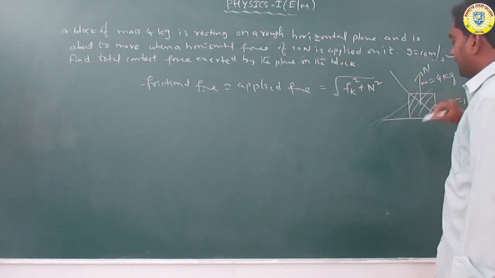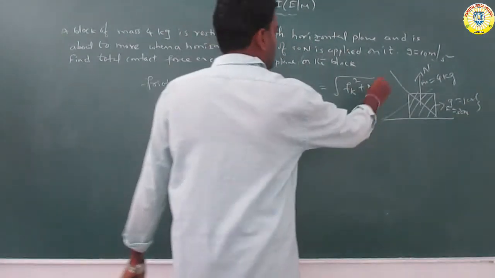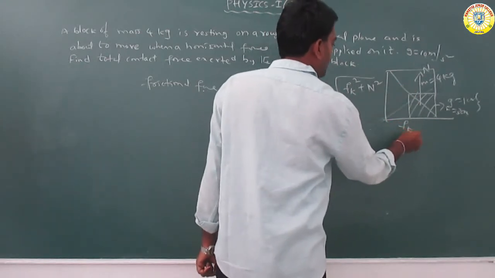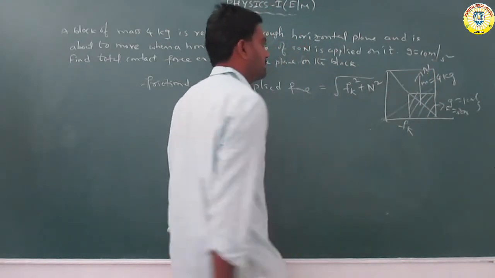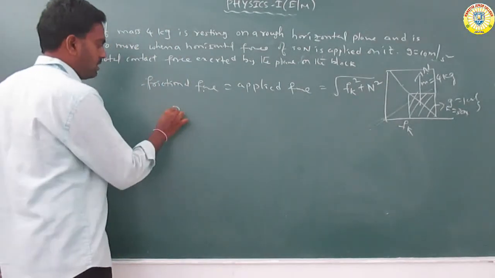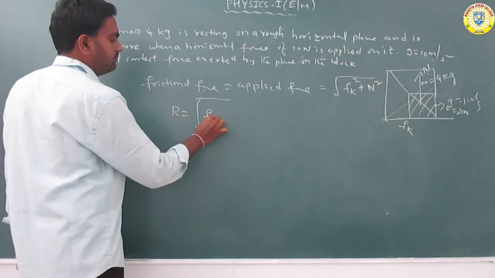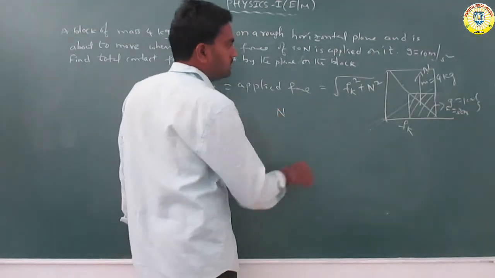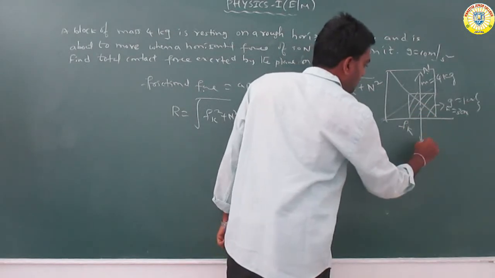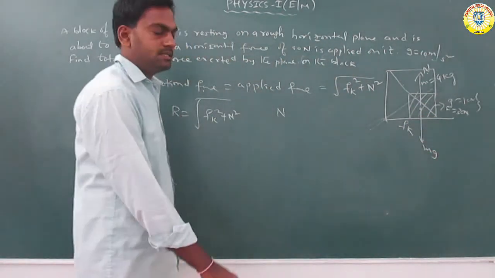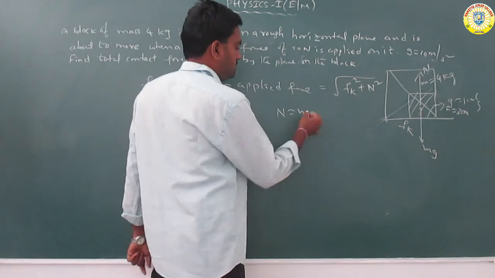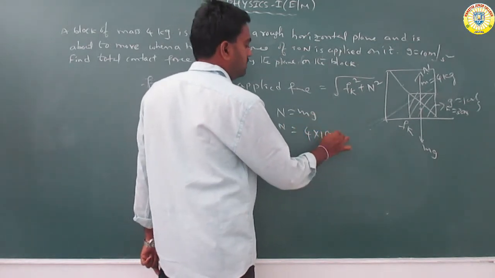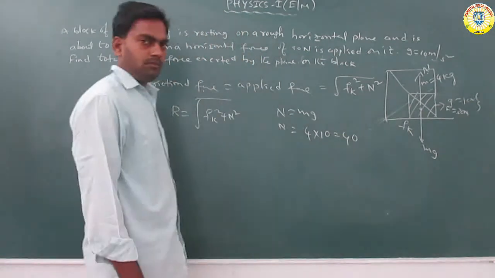So the resultant R is equal to the square root of Fk squared plus N squared. What is N? N is the normal reaction, which is equal to the weight of the object, that is mg. The mass is 4, so 4 into 10 is equal to 40 newtons.